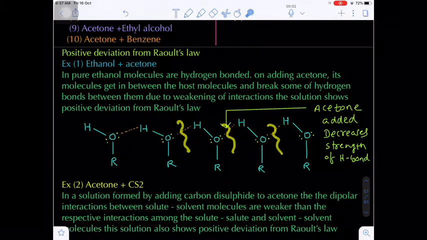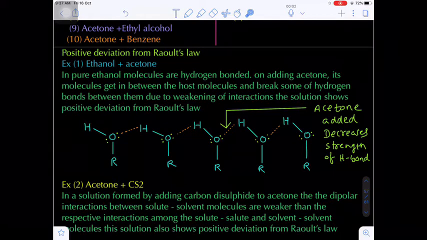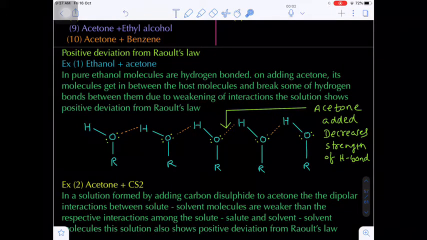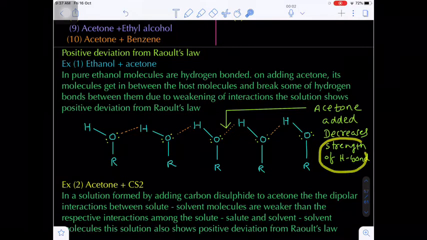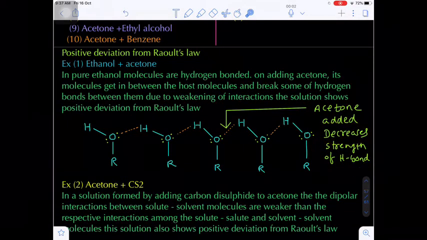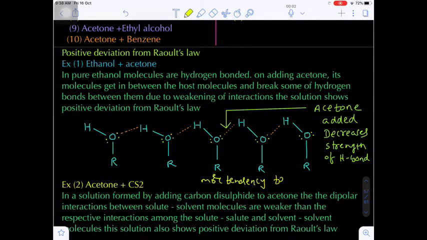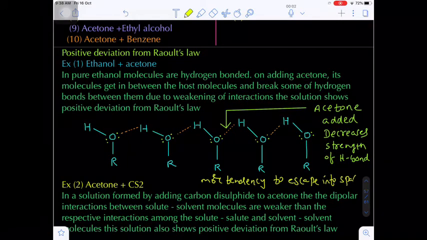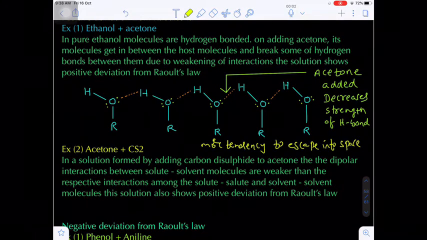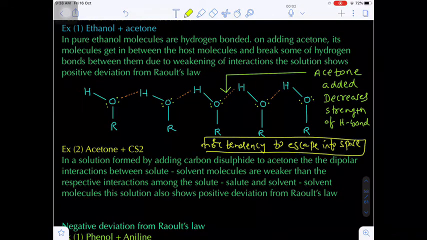The acetone will try to break the intermolecular hydrogen bonding that is already present between the alcohol molecules. Due to addition of acetone to the pure alcohol, the strength of hydrogen bond, what happens? Decreases. When the strength of hydrogen bond decreases, the overall solution has more tendency to escape into space. Nothing but more vapor pressure.